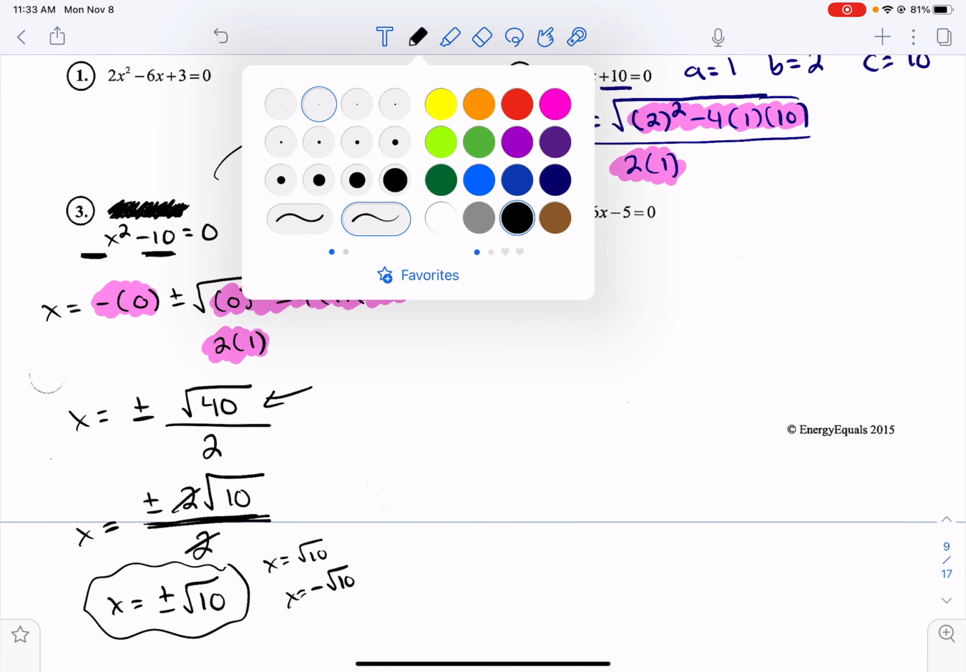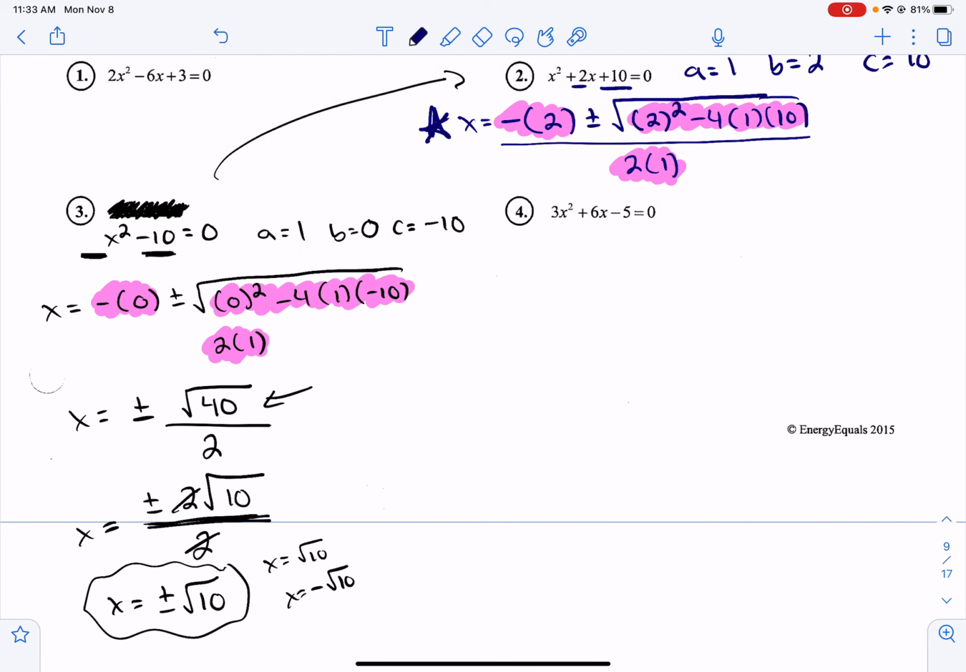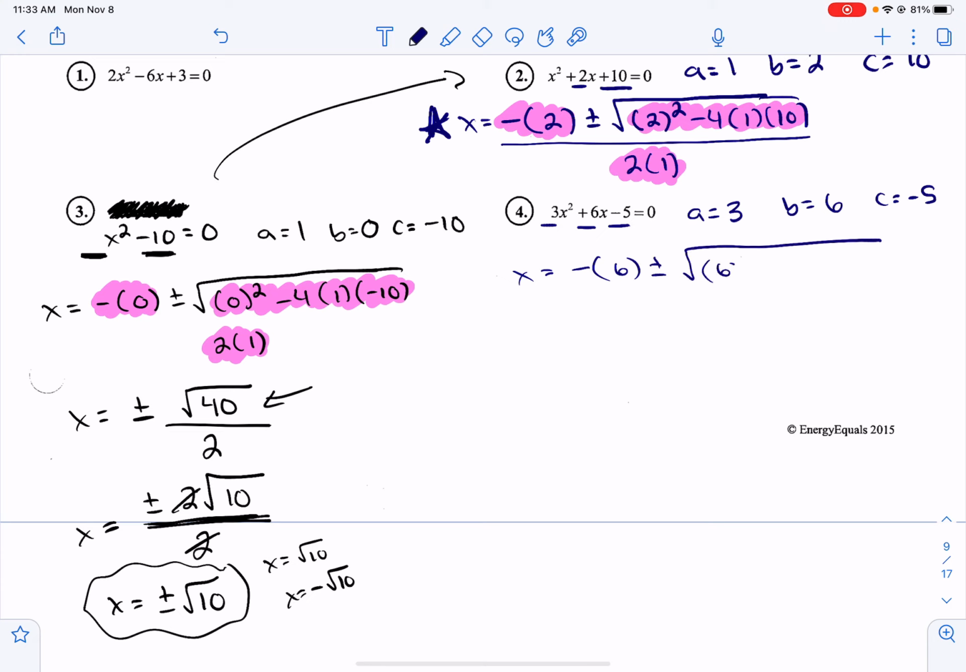I'm going to change colors to make this a little bit easier to see. It already equals 0, so I just need my A, which is 3. My B is right there at 6, and my C is negative 5. So when I plug those in, x equals negative, my b is in parentheses, plus or minus square root, b, which is 6 squared, minus 4 times a, which is 3, times c, which is negative 5, all divided by 2 times a. So again, everything I plug in is going in parentheses.